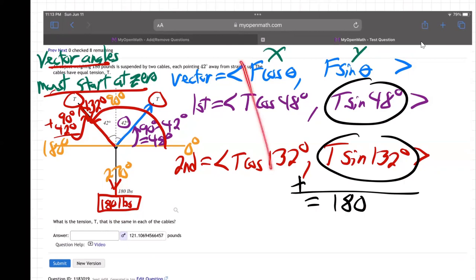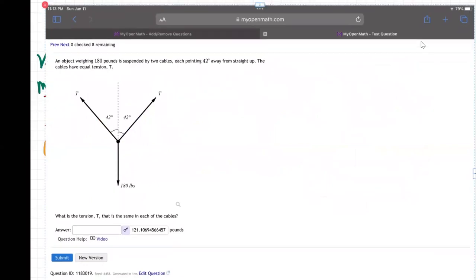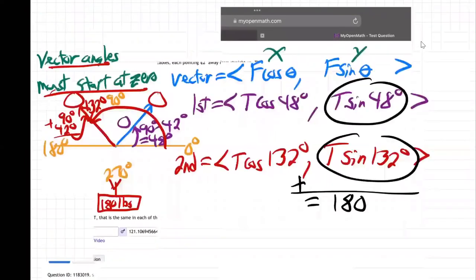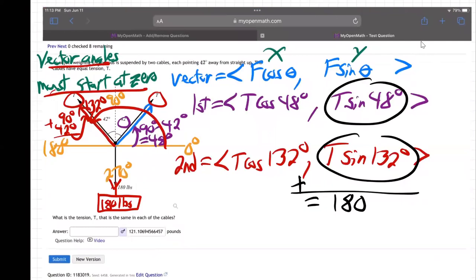How do I know that? And you think you don't care about the X? I don't care about the X at all. I only care about this plus this must be 180. How do I know? Because this vector, which is pulling up to the right, has a right component and an up component. This vector up to the left has a left component and an up. So they both have an up component, and those two up components must be overcoming the 180 down component. How do I know? Well, because it's hanging still, right? So the forces must be in balance.